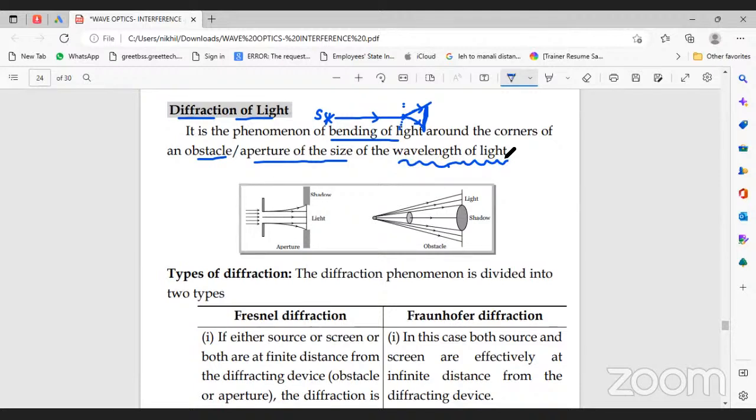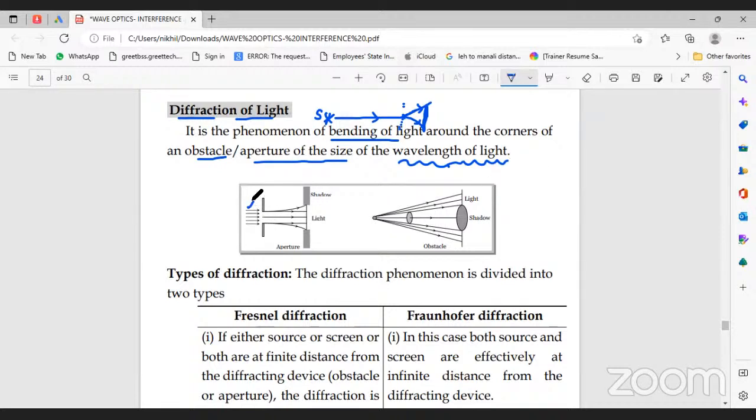If the aperture and the wavelength of light are almost the same, then bending of light is going to take place. After bending, you can notice some geometrical shadow over there. That phenomenon we call diffraction of light. So what is diffraction of light? The phenomenon of bending of light around the corners of an obstacle and its encroachment in the region of geometrical shadow is called the diffraction of light.